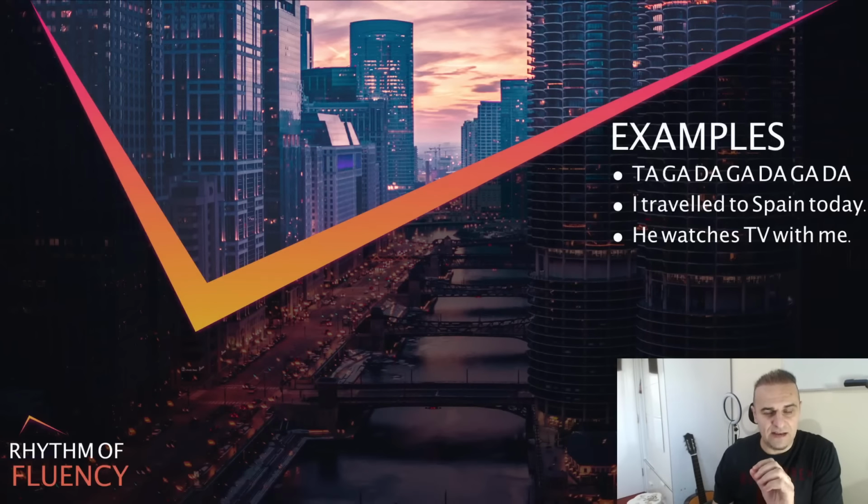And you will see that if I speak slow, the articulation and the emphasis and the stress will be on different words. So for example, taga, daga, da, I traveled to Spain. Taga, da, I traveled to Spain. How does this affect the way you create sentences and the way you speak and the way you assimilate English?